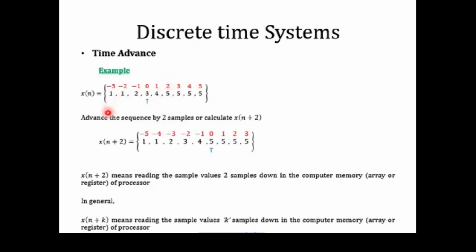So after performing the advance operation, x of n plus 2 will be equal to this sequence where we are addressing this particular memory location, or in other words, we have shifted the origin from this memory location to this one. So x of n plus 2 means we want to read the sample values 2 samples ahead of the current one stored in our memory. Now let's take an example of both recorded data and real-time data in order to check whether we are able to perform the advance operation in these two types of data or not.